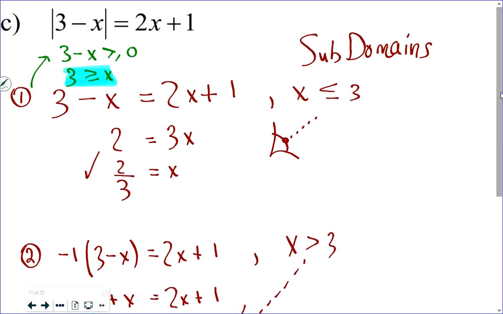So, what did we get? Negative 4? If I put negative 4 up here, which, if you can't handle the subdomains, then you have to do it that way. You won't get full marks, but at least you get the right answers. If I put negative 4 up here, 3 minus negative 4 is 7, the absolute value of which is 7. If I put negative 4 on the right side, 2 times negative 4 plus 1 gives me negative 7, which is not what I got on the left. Have I answered your question, Kendra? Okay.